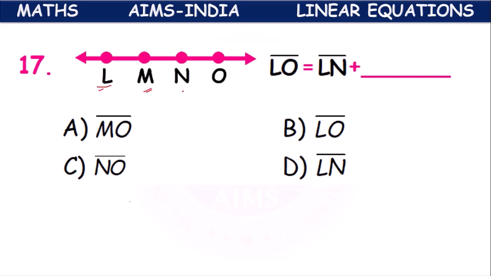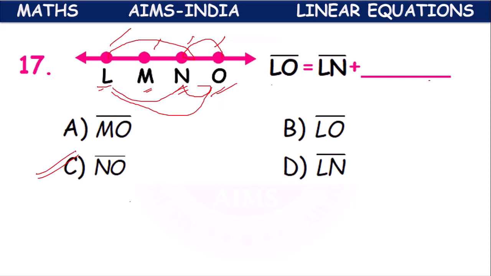Next, L, M, N, O. These four are the points on a line. So, length of LO equals LN plus NO. Length of LO is divided into two parts. One is LN, another one is NO. So, LN plus NO bar.